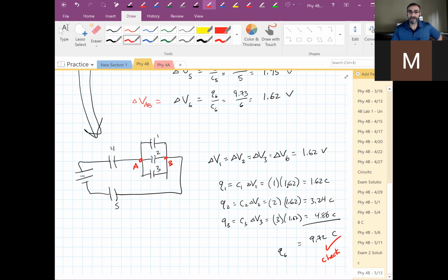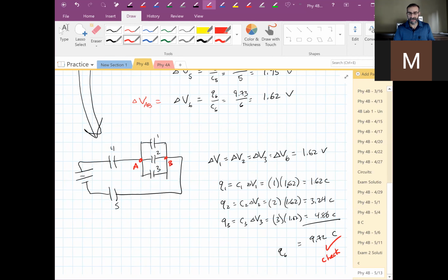Okay. So I think you can see that this is a powerful technique. And it doesn't just work with capacitors. You can do the same thing with resistors. If I gave you a complicated circuit of resistors, most of the time, not always, but most of the time, you can reduce it down to one equivalent resistor.